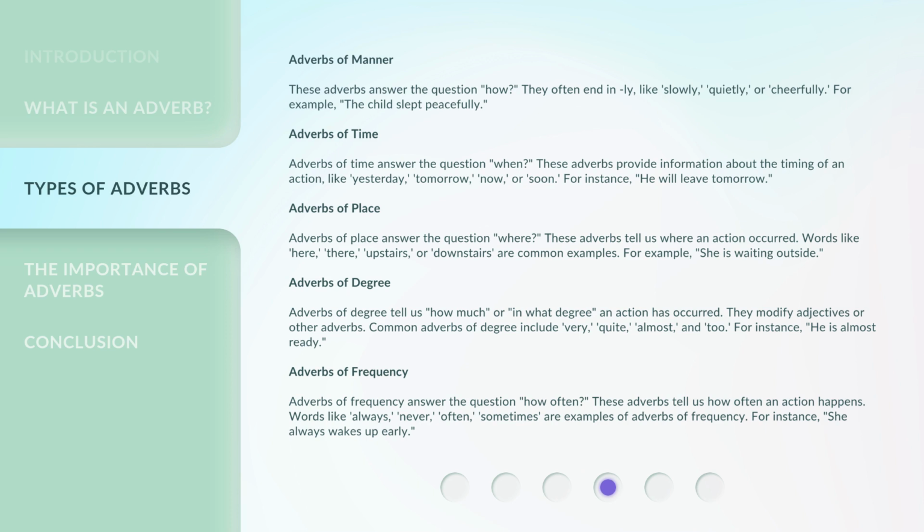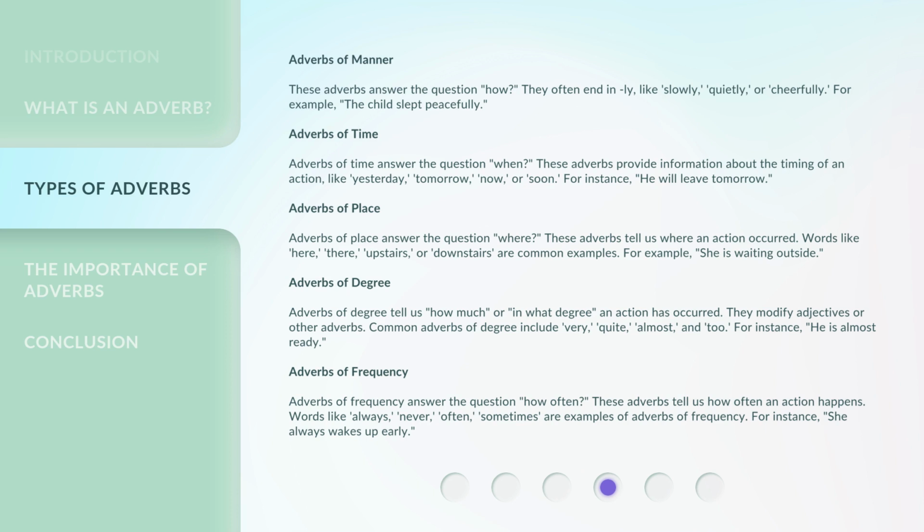Adverbs of degree. Adverbs of degree tell us how much, or in what degree, an action has occurred. They modify adjectives or other adverbs. Common adverbs of degree include very, quite, almost, and too. For instance, he is almost ready.